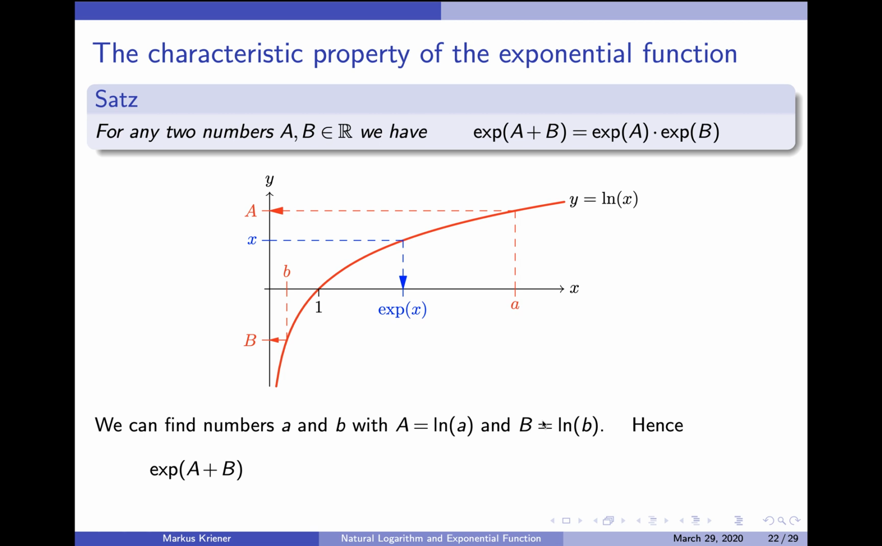So we want to compute exp of capital A plus capital B. First, we replace them by ln A and ln B. We've just seen why we can do this. Then we apply the characteristic property of the natural logarithm. Next, we apply one of those formulas which we've seen a few seconds ago. And finally, we replace small a by exp of capital A and small b by exp of capital B. This finishes the proof. We will see in a minute how we can apply this characteristic property.